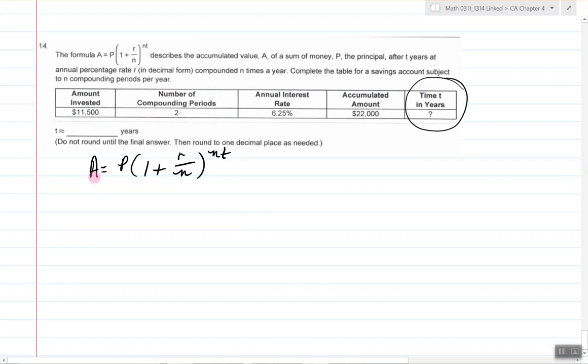The future value, the accumulated amount, is $22,000. The investment, the principal, the present value, is $11,500. And open parentheses, 1 plus, the interest rate is 0.0625, because I had to change this to a decimal, divided by the number of compounding periods, which is 2, and it is raised to the nt power, so it's 2t.